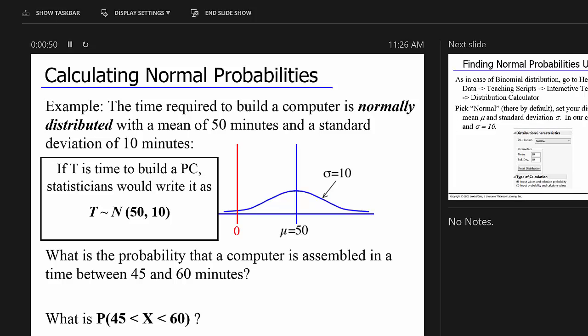Okay, calculating normal probabilities. As we discussed, probabilities are areas under the curve, right? So let's give it a business spin, right? How many of you have heard about a company called Dell? Everybody, right? What Dell does is they assemble computers, right? They're not really a production company per se. They don't manufacture parts, right? They buy parts from suppliers.